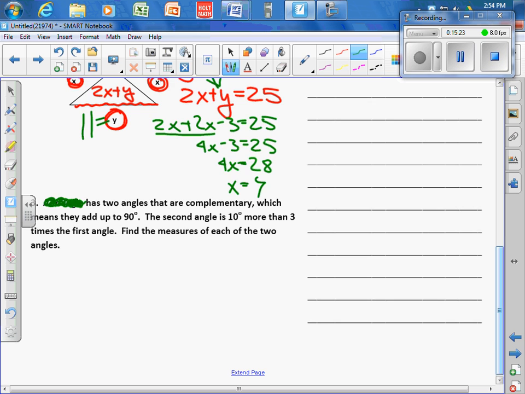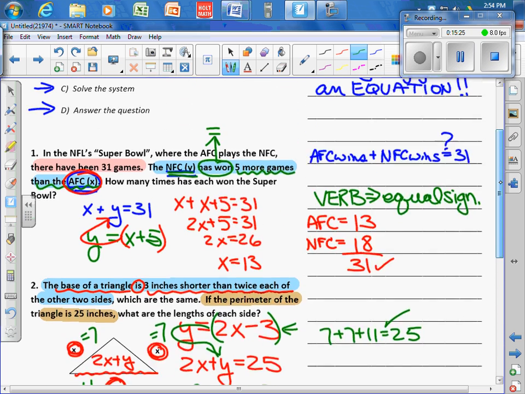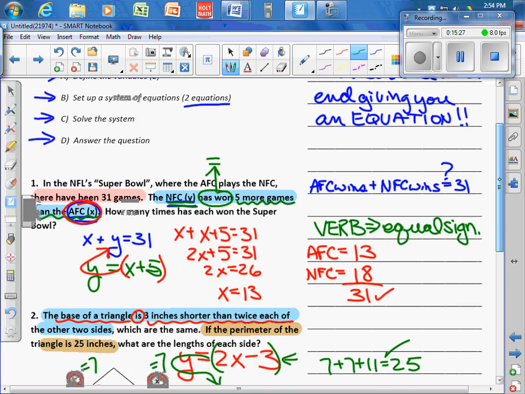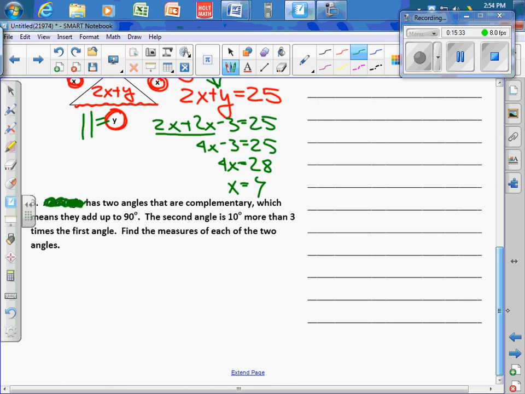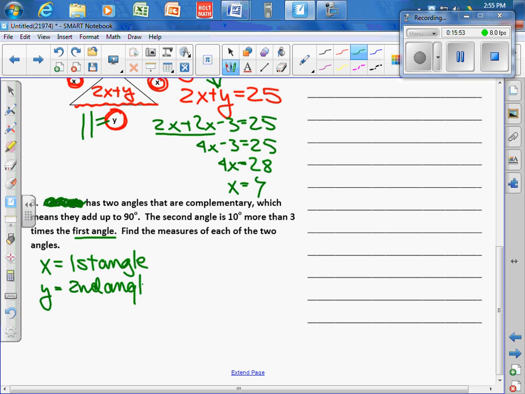Well, in this case, it's a little bit different than the above problems. In these other two up here, we've already defined the variables. We did not in this one. But it doesn't matter. I always go with the second one first. I don't know why. But anyway, the first angle, let's call that x. So x is the first angle. Let's call y the second angle. It doesn't matter, just so long as you name them so that we'll know what we're talking about at the end of the problem.